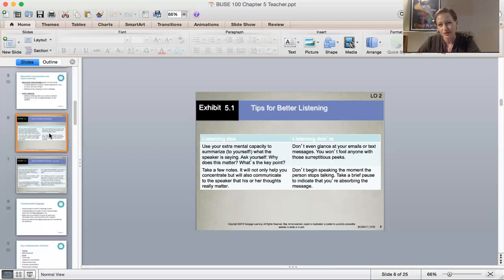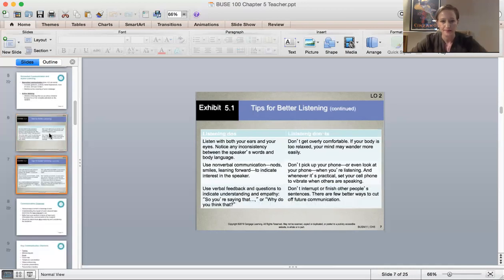Don't look at your emails. Don't look at your texts. Don't have your phone sitting on the desk when somebody's talking to you, and constantly look at it. And don't speak the moment that somebody stops talking. It is so disrespectful to immediately just jump in and start talking. Just taking a one-two beat pause and then talking shows the speaker that you care and that you're listening to what he or she said.